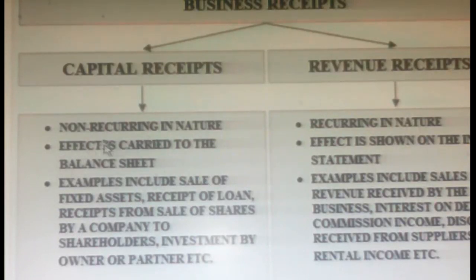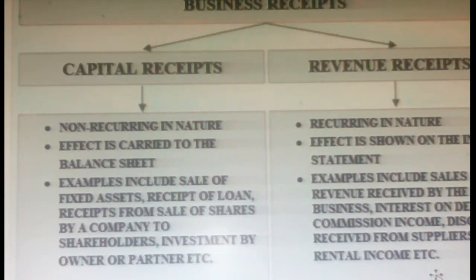In the same manner, capital receipts are non-recurring in nature, so not related to the business operations. Okay. Effects are carried to the balance sheet. Whatever these things. What is the example? Any sale of fixed asset, you got the gain. Correct. Receipt of loan. So you got some loans. Okay. Similarly, coming to revenue receipt. Naturally, sales revenue received by the business. Correct. Then interest on deposit. You deposit into the bank, you get the interest. Correct. Then discount received. You will see later what is the meaning of discount.